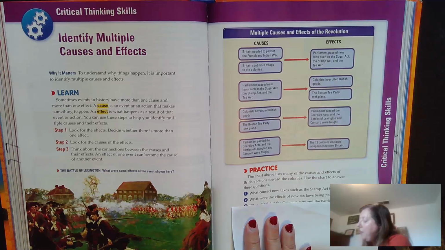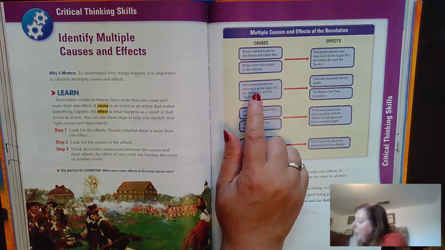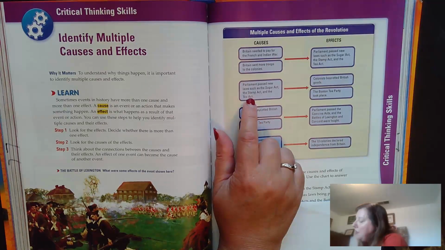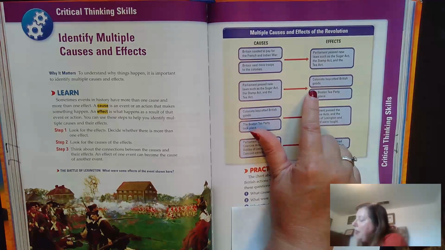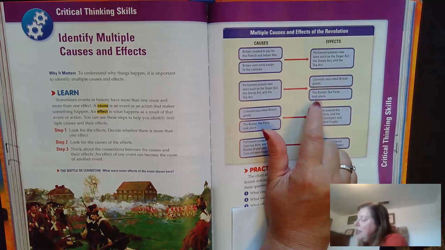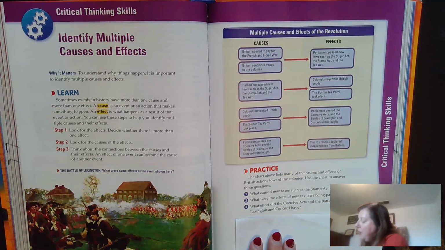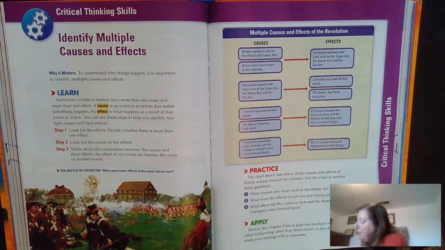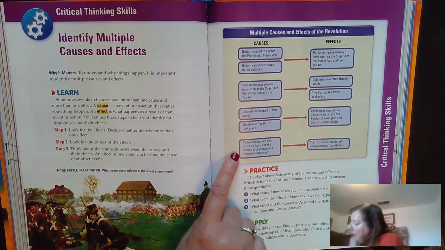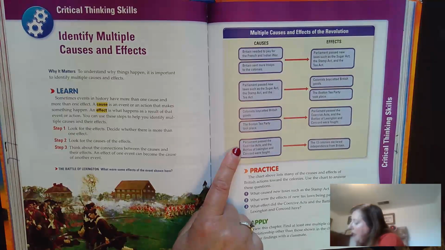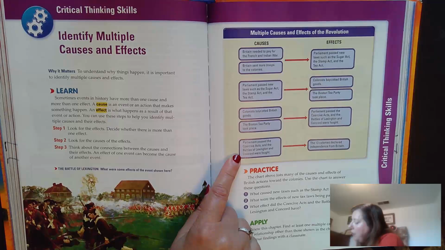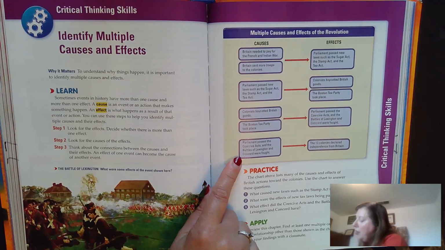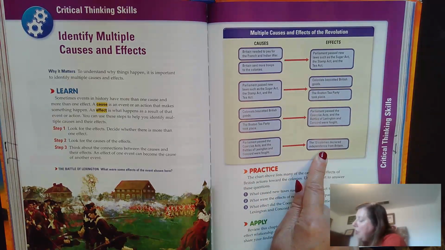Number 2, what were the effects of new tax laws being passed? So because these new tax laws, such as the Sugar Act, were passed, the effect was, again, colonists boycotted. And number 3, what effect did the Coercive Acts and the battles of Lexington and Concord have? So let's see. Because Parliament passed the Coercive Acts and the battles of Lexington and Concord were fought, the effect was the 13 colonies declared independence from Britain.